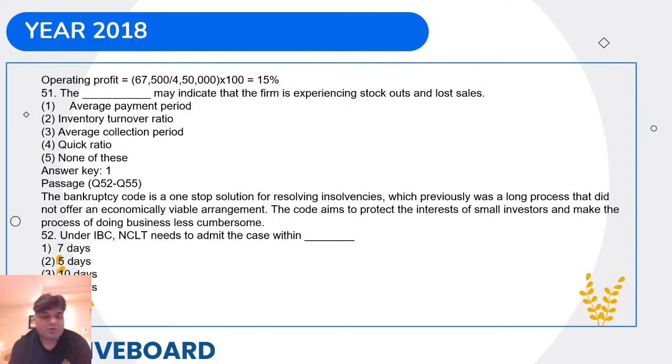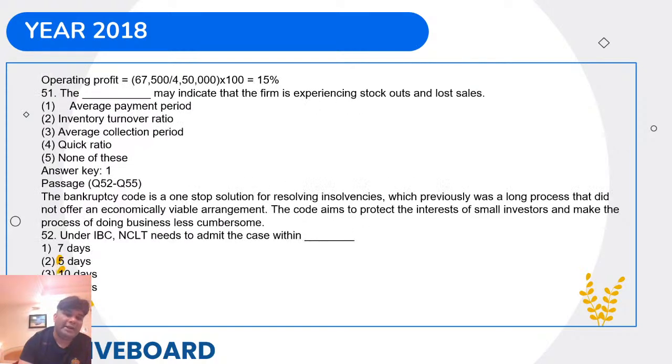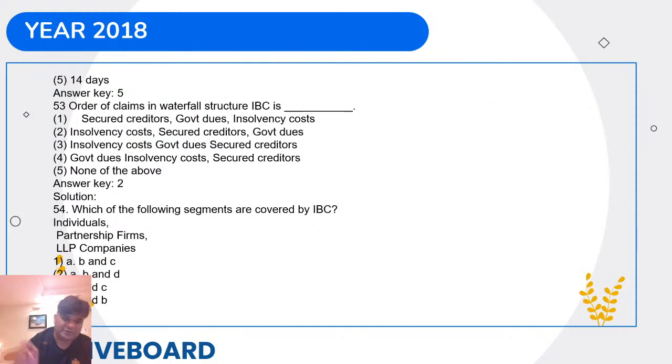be sold off. So under the Insolvency and Bankruptcy Code, NCLT needs to admit the case within. By the way, what does NCLT stand for? NCLT stands for National Company Law Tribunal. So if a company is going in under bankruptcy, it has to admit the case within how many days? So the answer to that is 5, that is 14 days. Within 2 weeks, the NCLT needs to admit the case. Right, for example, a company is now going bankrupt. So it will simply have to approach the IBC within 14 days of the admittance of the case. Okay.